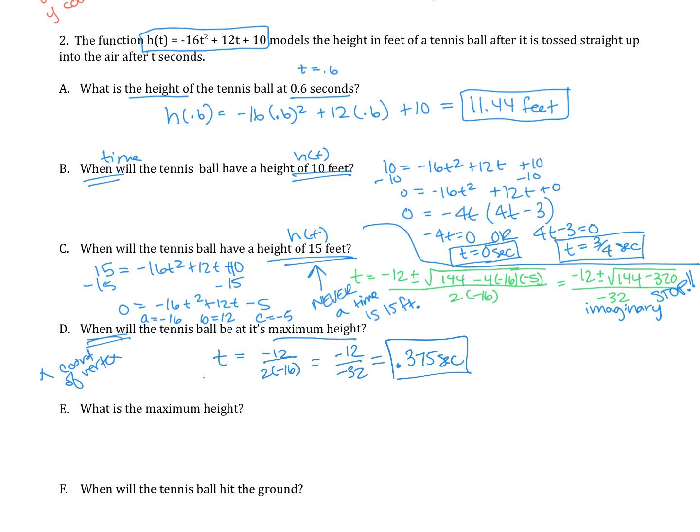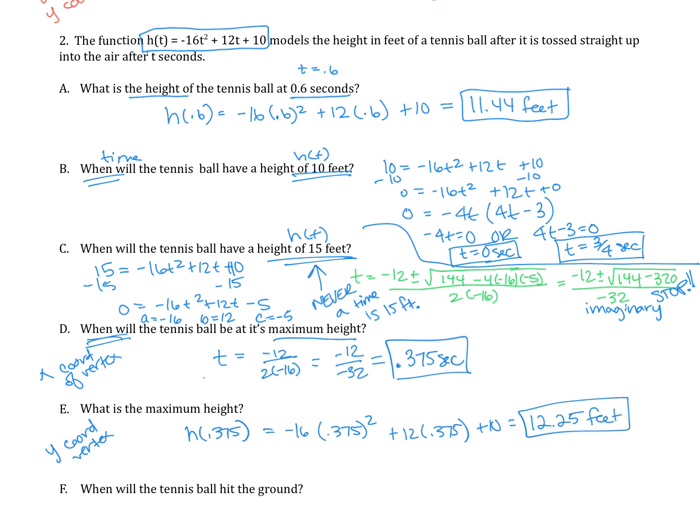So in E, it asks, what is the max height? Well, I'm going to plug in my time, my x, to find the y coordinate of my vertex, which is my height in this projectile motion problem. So let's go find what h of 0.375 is. I'm going to do negative 16 times 0.375 squared plus 12 times 0.375 plus 10. If you plug all that into your calculator correctly, you should be getting approximately 12.25 feet. That would be my max height.